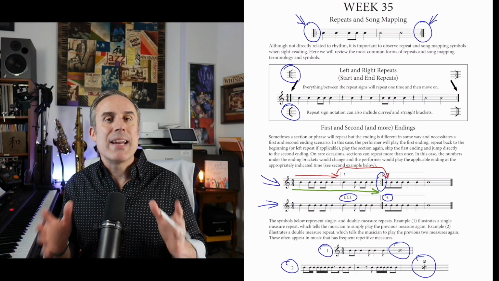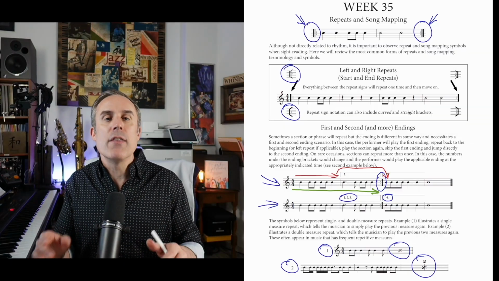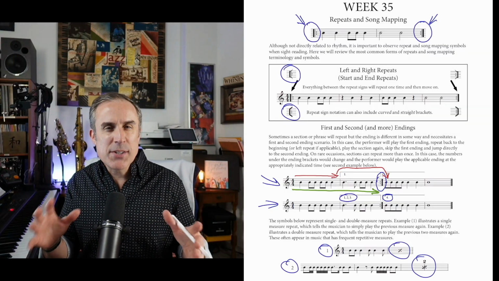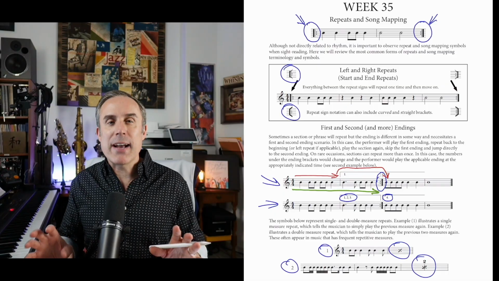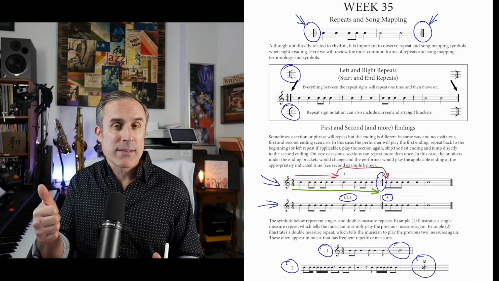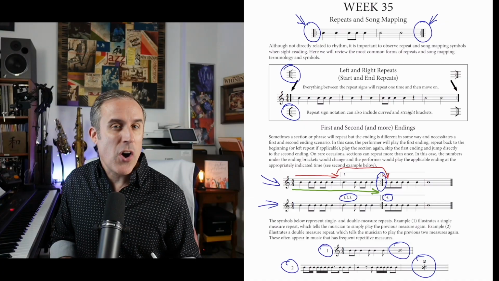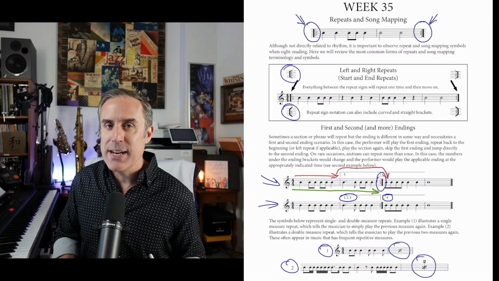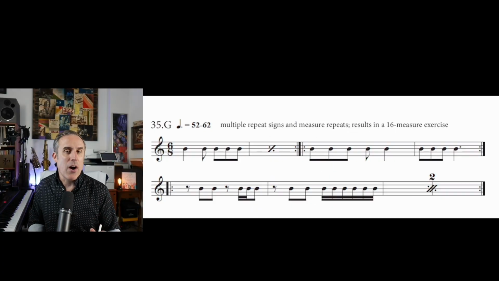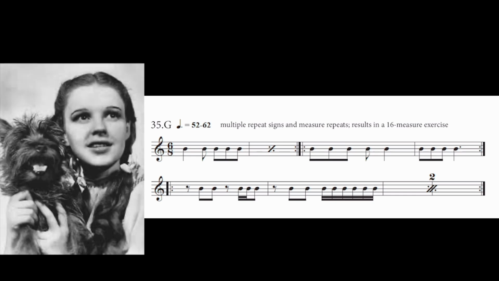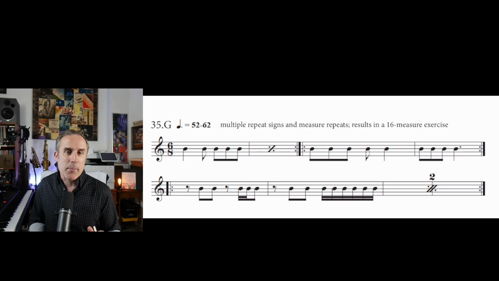Now, let's go find an exercise. Since we've already done the first ending and the second ending in some detail above, let's go find an exercise that has repeat signs, single measure repeat symbols, and double measure repeat symbols all in one exercise. Let's go find it. All right, here we are. And just to make it a little bit more fun, we are not in common time anymore, Toto. Here we are. It is 6/8. We've got some compound duple.